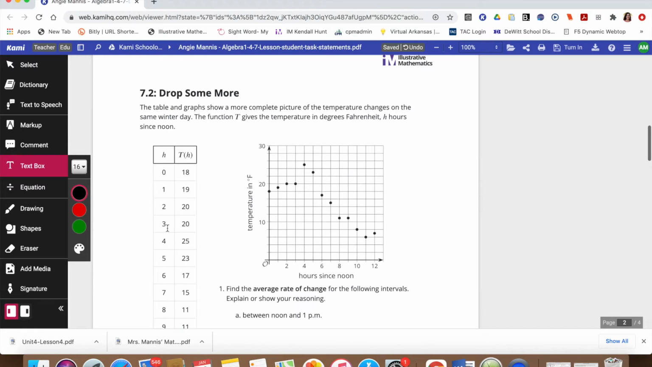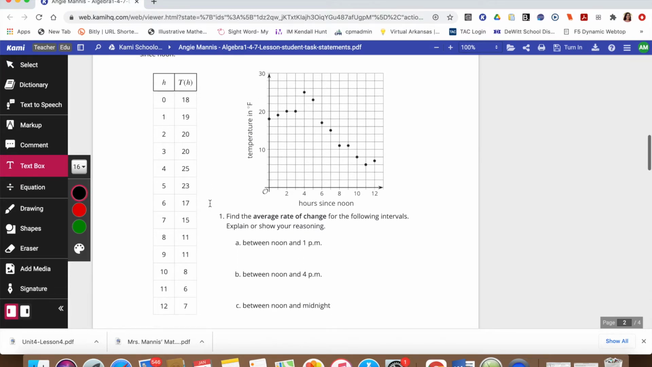7.2, that's what we're looking at next. It says the table and graph show a more complete picture of the temperature changes on the same winter day. The function T gives the temperature in degrees Fahrenheit each hour since noon. So you have a table here and you have a graph, and they want you to find the average rate of change for the following intervals. Explain or show your reasoning.